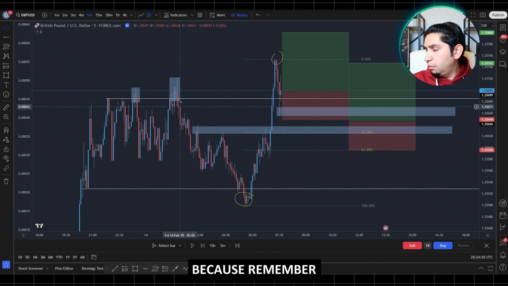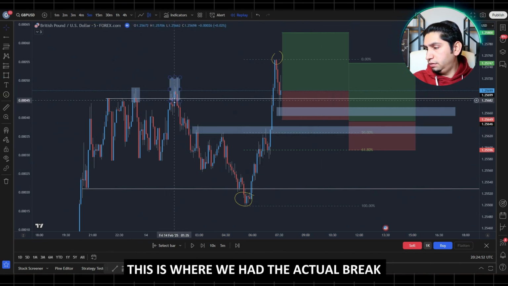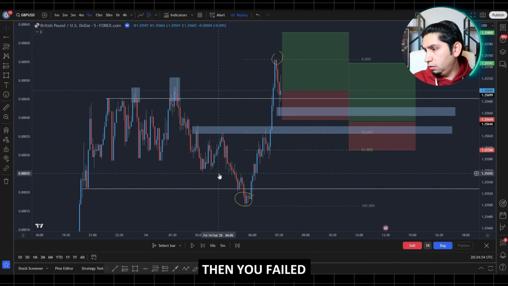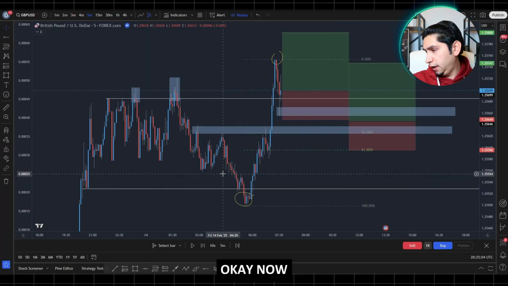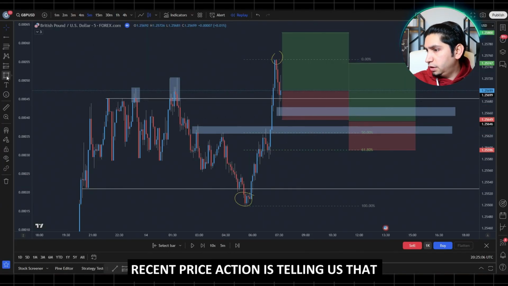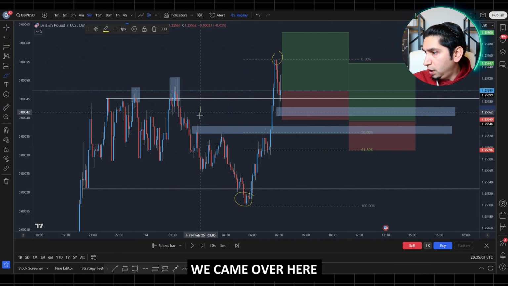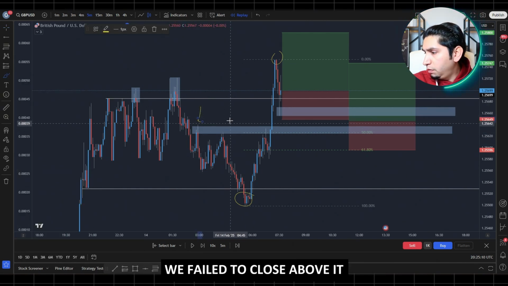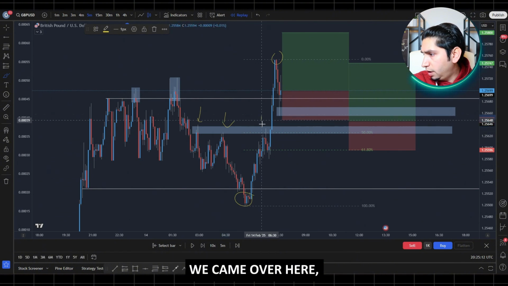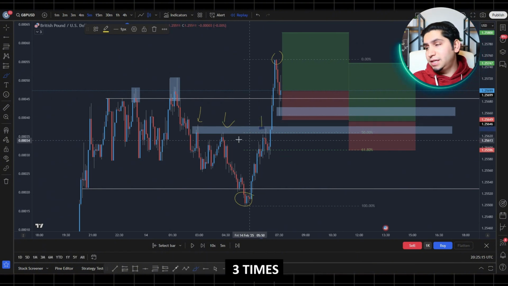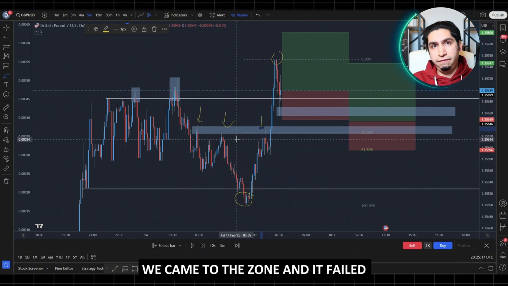Why? Because remember, although here, this is where we had the actual breakdown, it failed, you have to pay attention to the most recent price action. A lot of people look left far too back. You have to pay attention to the recent price action, okay? Now, recent price action is telling us that we came over here, we failed to close above it. We came over here. We came over here. 3 times we came to this zone and it failed.